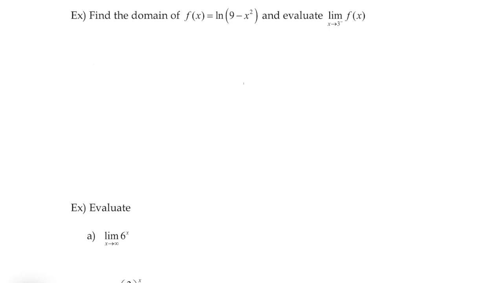Okay, well, let's start with the domain. Here, we're taking the ln of 9 minus x squared. Well, we can only take the logarithm of positive values. So that's where we're going to get our domain from. 9 minus x squared must be greater than or equal to 0. Okay, well, to figure that out, we have to factor this.